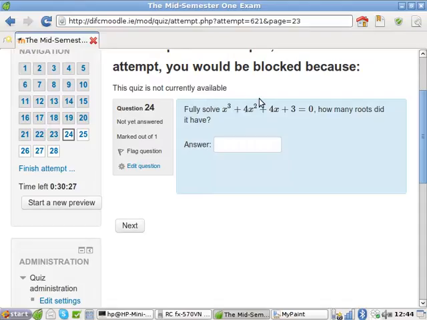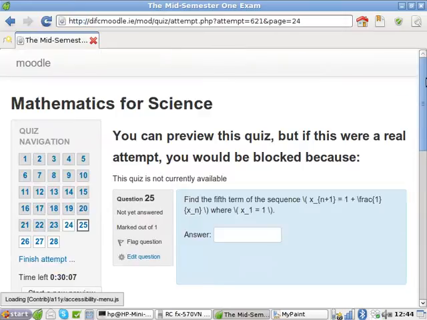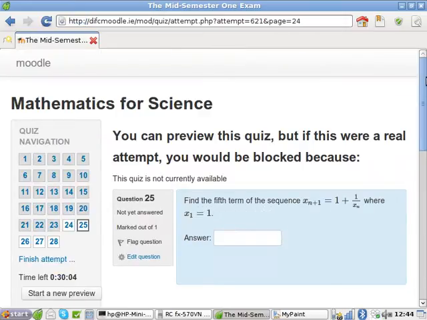This one was okay. Solving the cubic, what must you do first? Find one root and then divide. The root was minus 3, so there's only one root there. Okay, let's have a look at 25. This is a recursive sequence. I wanted the 5th term. It would end up being 1, was it? Yep. Okay.